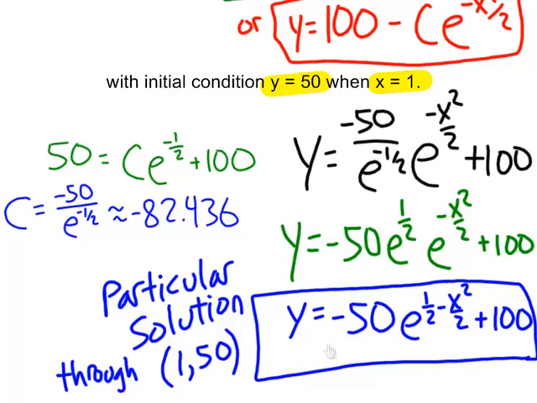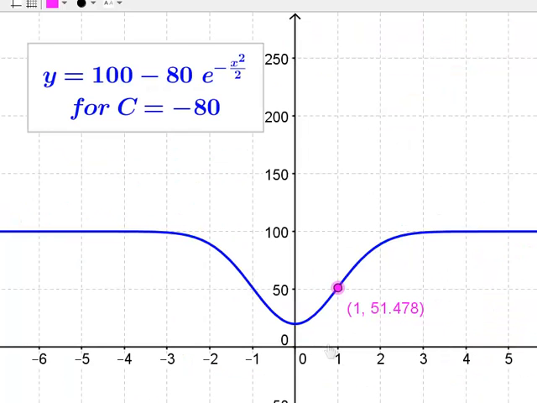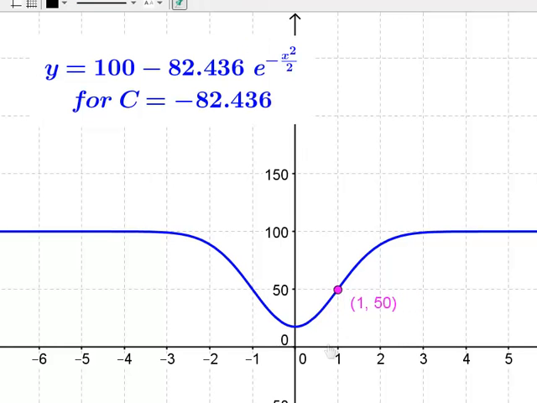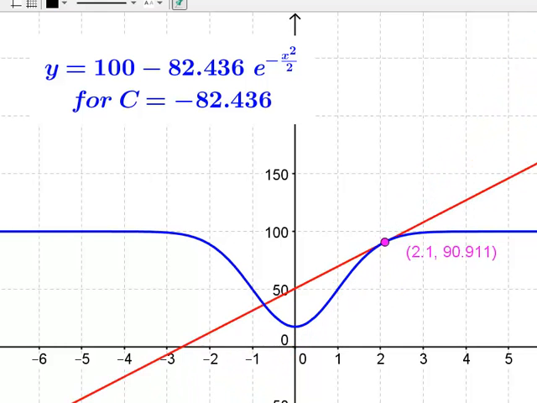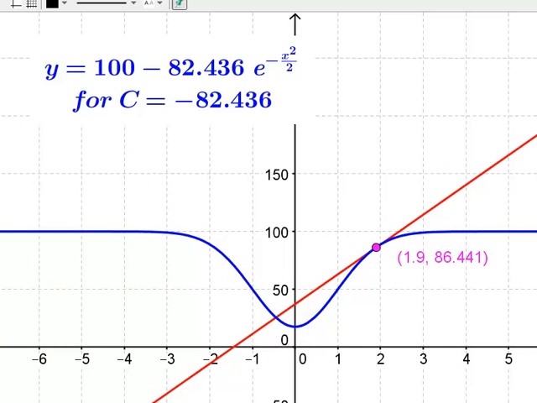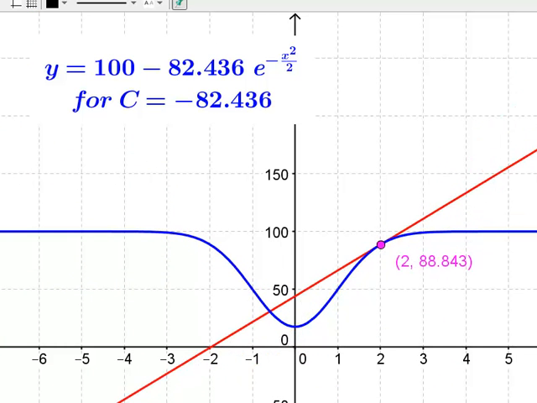If I go back to Geogebra, I see that when c equaled -80, again, it was just close. I've turned on the coordinates here. But when I set c equal to the value we just solved for, approximately -82.436, we see that it does now go through 50 more precisely. And furthermore, if I show its tangent line, I trust you're getting the idea now about what the differential equation tells us about this curve and how it tells us the slope of the tangent line. So if you were to plug in the x and y values at any point along the curve into the original differential equation, you would get a true statement.